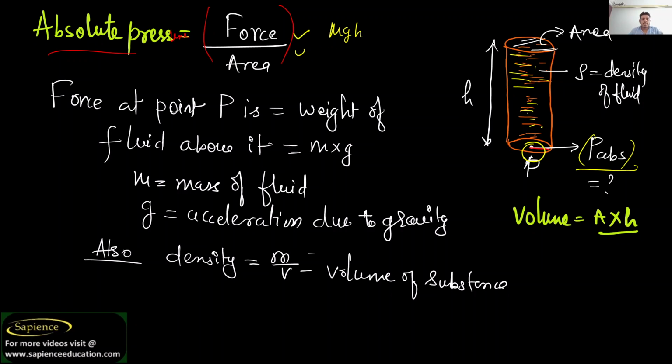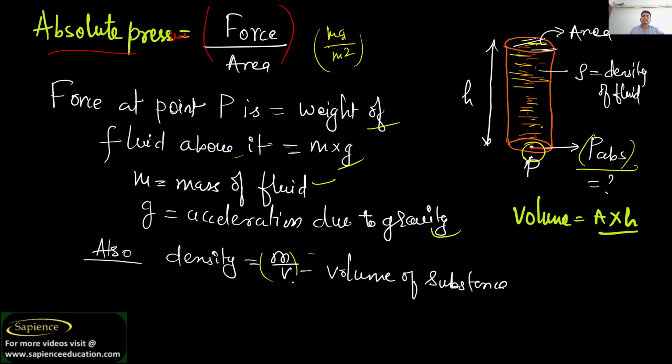Here force is what? Force is mass into acceleration due to gravity, so force is mg. Area is the area of this cross section, in square meters. Let us consider that the force at point P is the weight of the fluid above it, that is mg. m is the mass of the fluid, and g is the acceleration due to gravity, right?